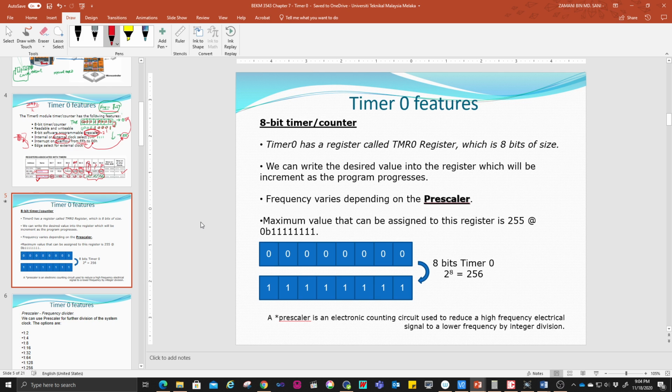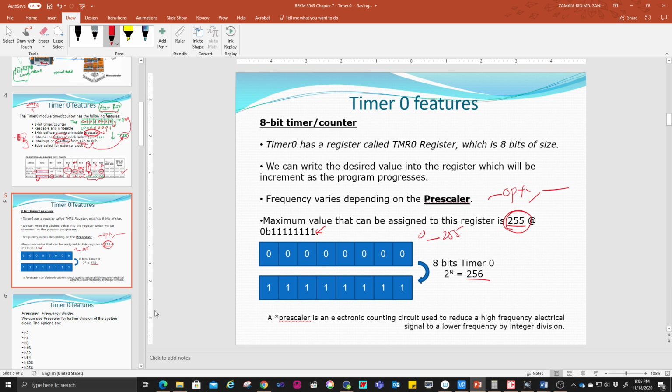Just now, when we looked at the option register, you set the last 3 bits, and you can see which one you need to divide the frequency by. So based on the 8 bits over here, the maximum value that can be assigned to the register is 255, which in binary is this one. So 8-bit timer 0 is 2 to the power 8, equivalent to 256, so it is from 0 to 255.